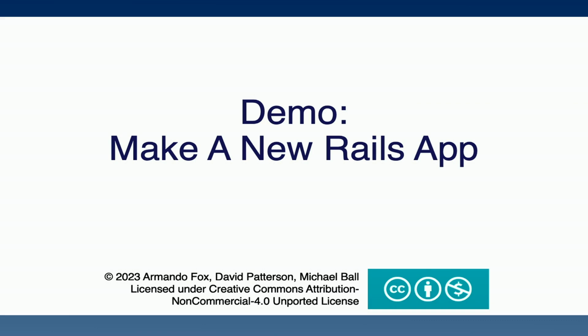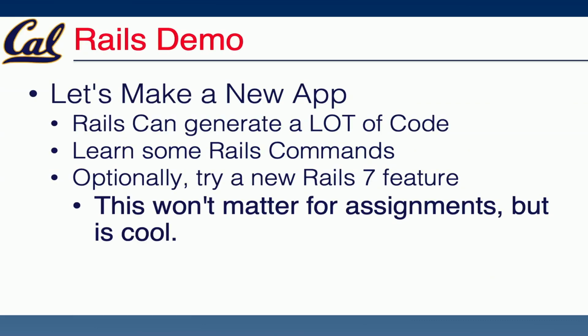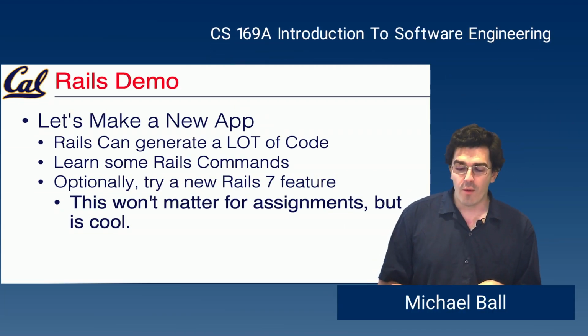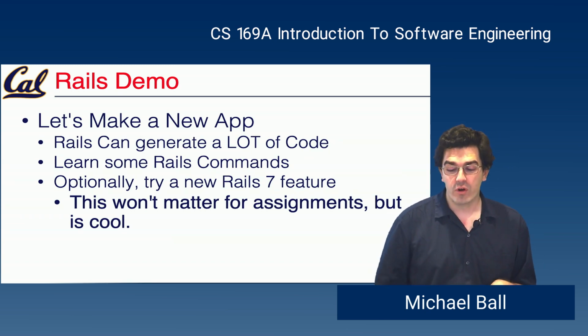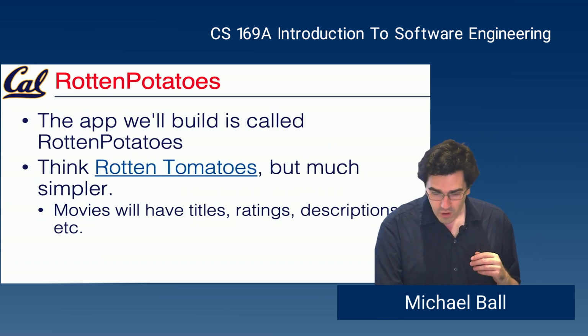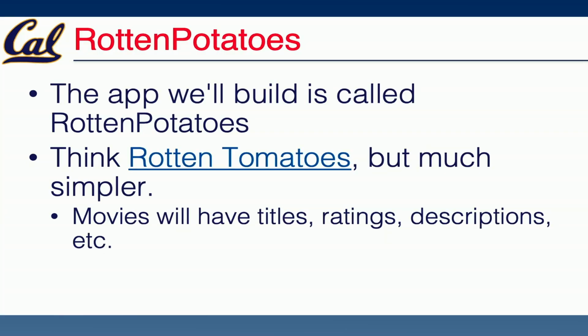What I want you to focus on is, what is the process that I'm following here for figuring out what should be done? So the goal here is to make a new Rails app. We're going to review some commands, and along the way today, I will show you an optional Rails 7 feature. So what is the app that we're going to build?